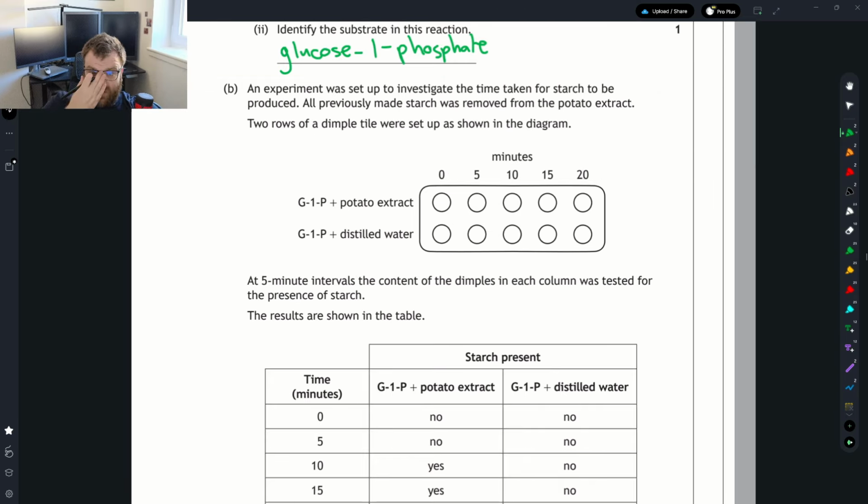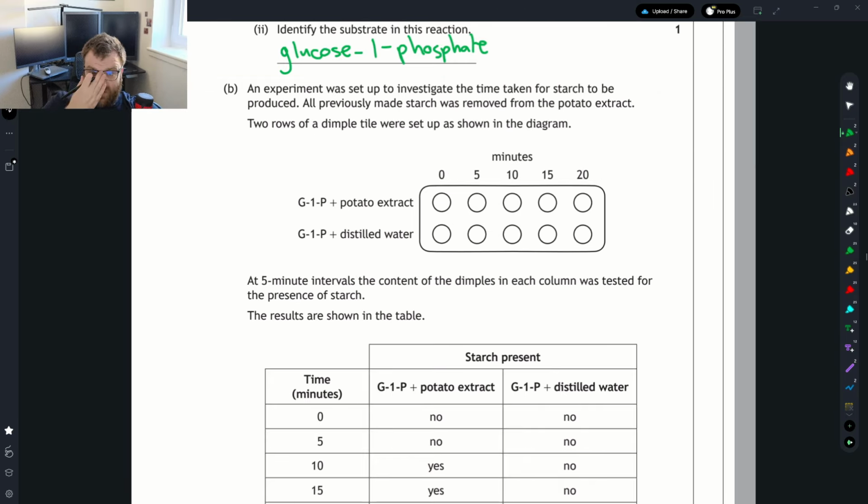So things to control, we'd want to control how much of each of the chemicals we're putting in, be that the glucose 1-phosphate or the potato extract, because having more of a substrate or more enzyme would make a difference to the experiment. The other thing you could control as well is the volumes of the solutions.